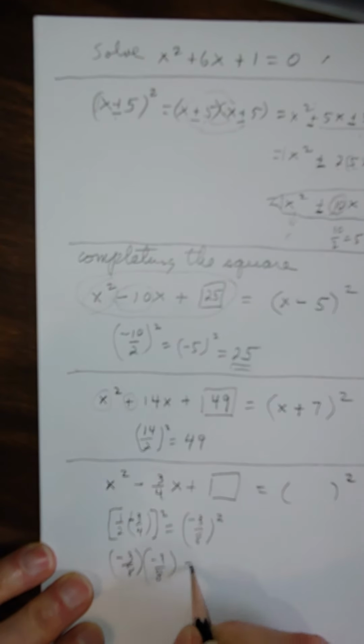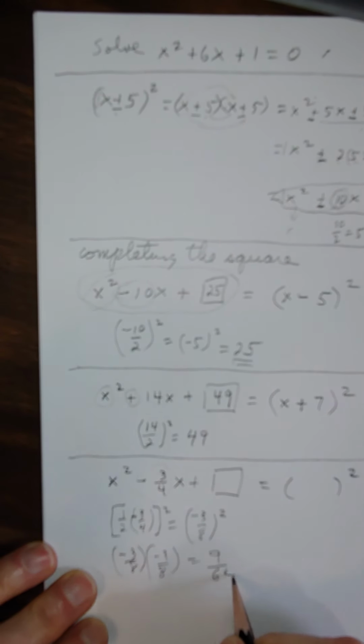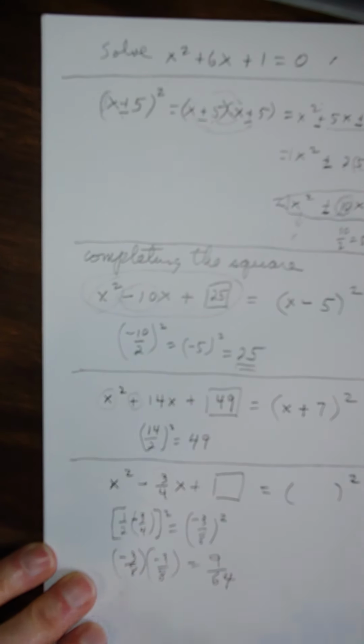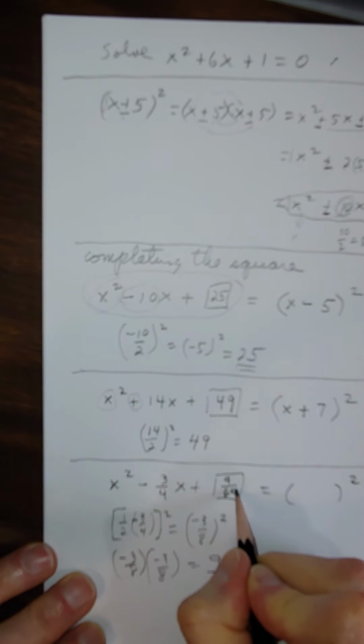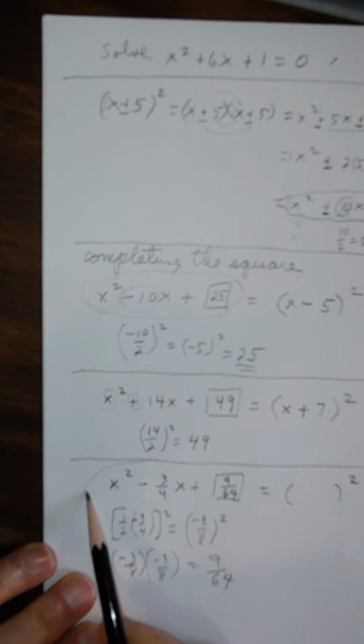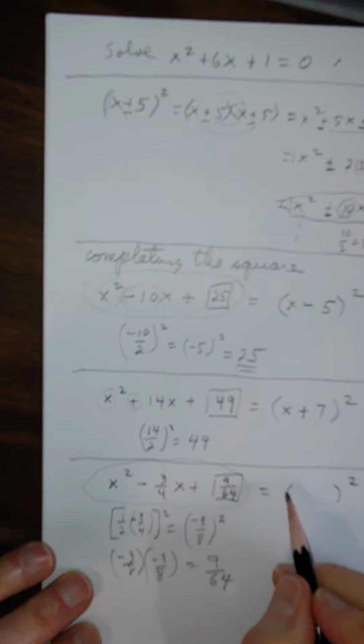That's -3 times -3, 9. See, it's always positive because you're squaring it. And 8 times 8 is 64. So that's what I add on. That's what I put in the box here, 9/64. And this now is a perfect square. That means I can factor it like this.